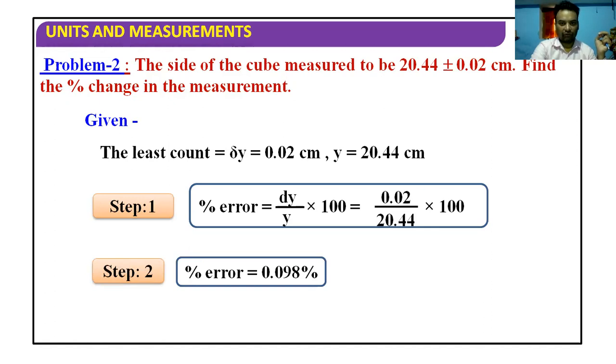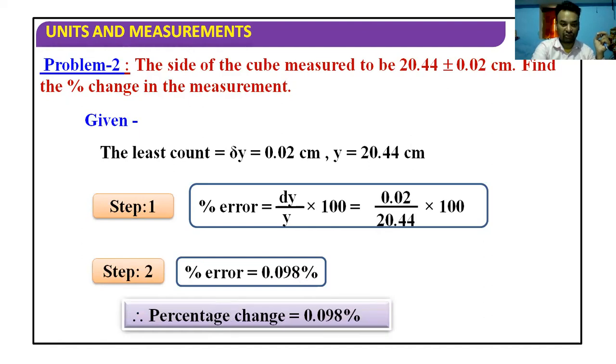0.098%. So in this case, we can take 0.098, but we will take the more precise value. When we are dealing with such types of questions, then we will take the most precise value. So 0.098%, that is our precise value. So the percentage change, or the percentage error, percentage change is also called percentage error. So 0.098.